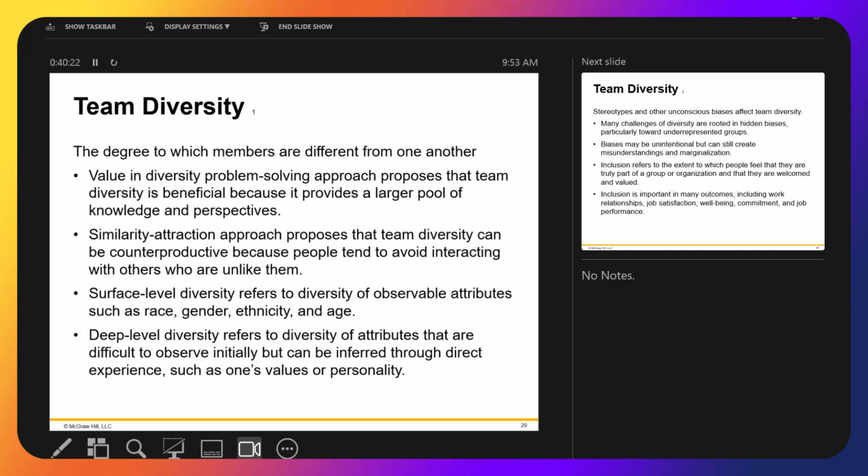Because realistically, I can give you an example when we talk about diversity. We're talking about diversity of thought, diversity of training, diversity of education, diversity of culture, diversity of language, diversity of skills, diversity of aptitude, diversity of age. All these things factor into it. And when you truly look at diversity and what it really is, and not what it politically is, this is why some teams are more effective than others. Deep level diversity refers to diversity of attributes that are difficult to observe initially, but can be inferred through direct experience, such as one's values or personality.